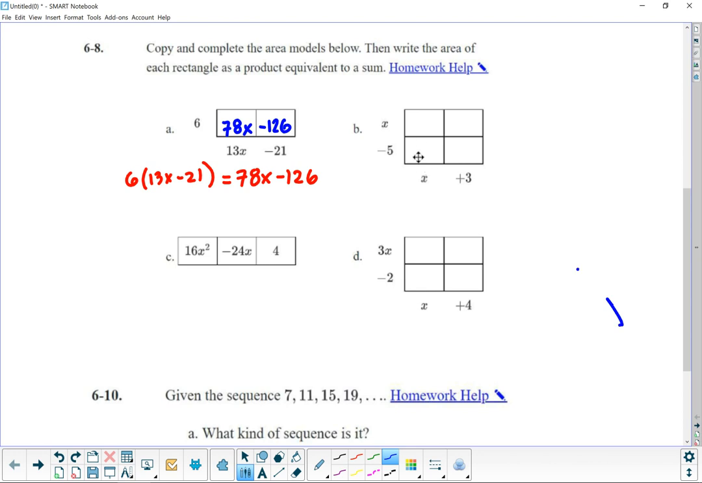This one's easy. X times negative 5 is negative 5x. X times x is x squared. 3 times negative 5 is negative 15. 3 times x is 3x. Again, they want us to write this as a product. The product is going to be x minus 5 and x plus 3. It's the individual side pieces. And the sum is going to be x squared, negative 5x and positive 3x is going to be negative 2x, minus 15.